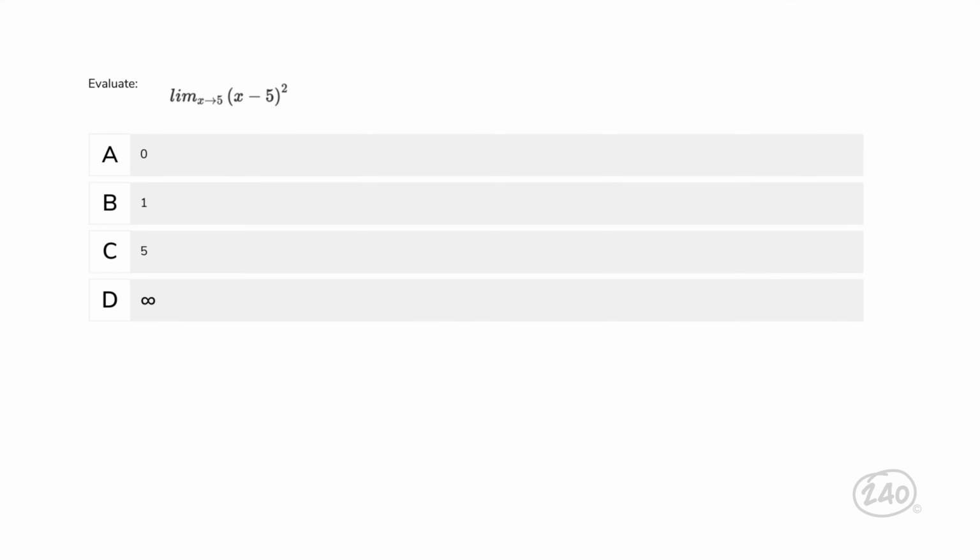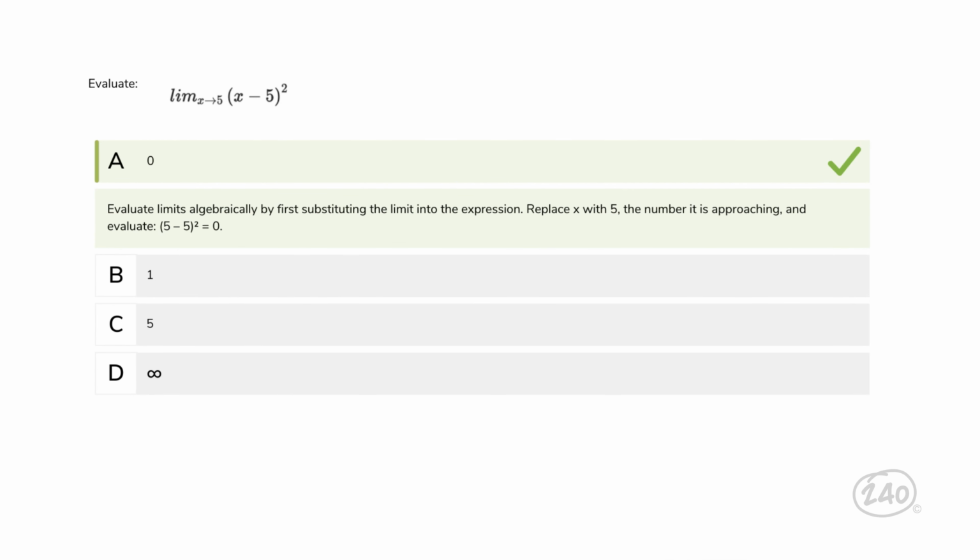Calculus is up next. Evaluate the limit as x approaches 5 for the quantity of x minus 5 squared. Evaluate limits algebraically by first substituting the limit into the expression. Replace x with 5, the number it is approaching, and evaluate. 5 minus 5 equals 0. 0 squared is still 0, so this is the right answer.